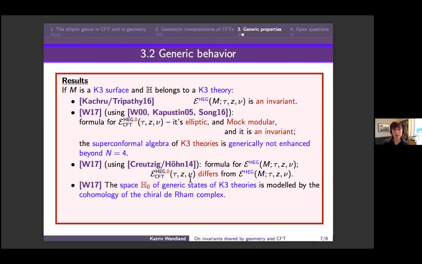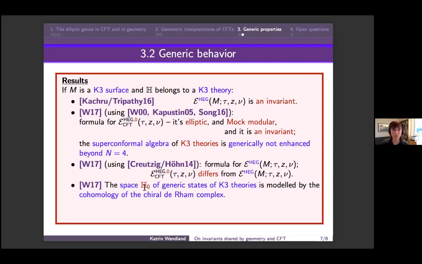So I think this is great news, because now we have a generic space of states shared by every single K3 theory in this 80-dimensional moduli space. So that should help us, for instance, in constructing those theories or getting a better handle on what they actually are, apart from those examples that we can already construct.